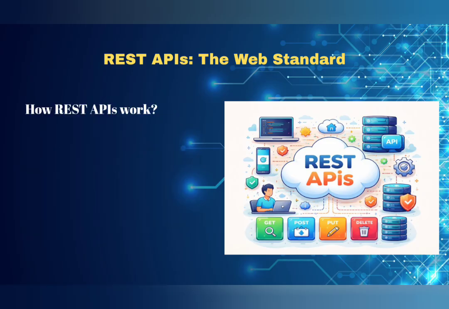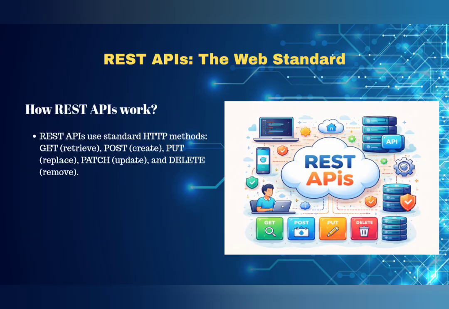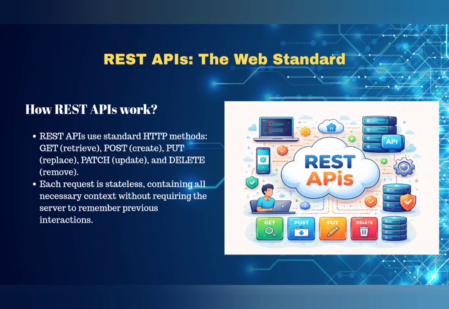How do REST APIs work? REST APIs use standard HTTP methods: GET to retrieve, POST to create, PUT to replace, PATCH to update, and DELETE to remove. Each request is stateless, containing all necessary context without requiring the server to remember previous interactions.